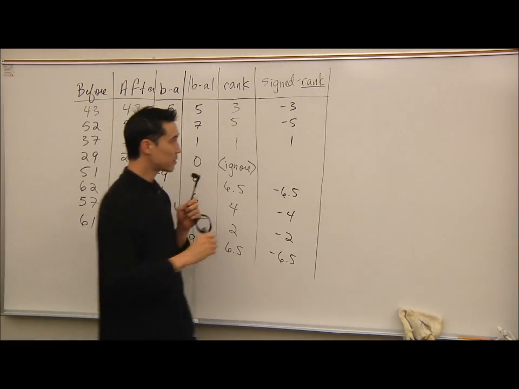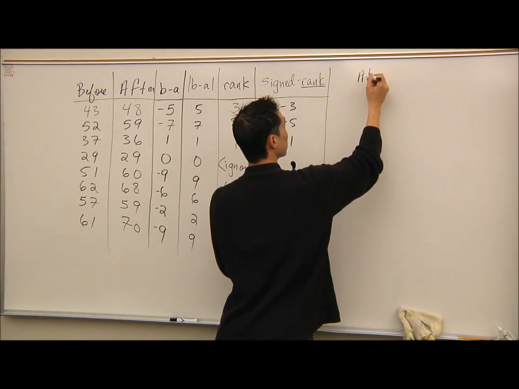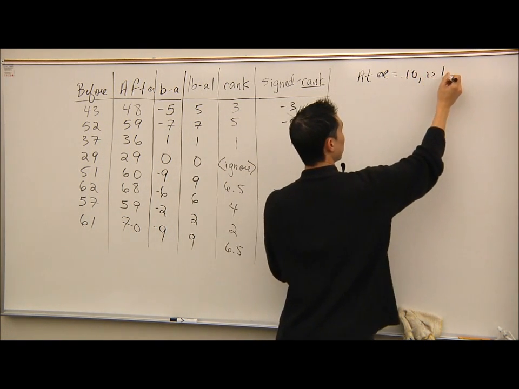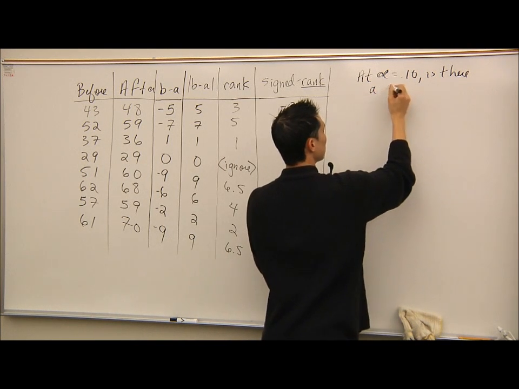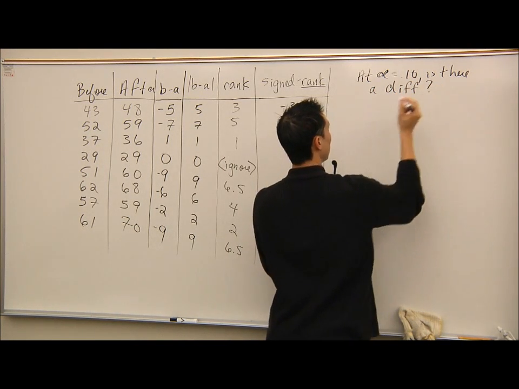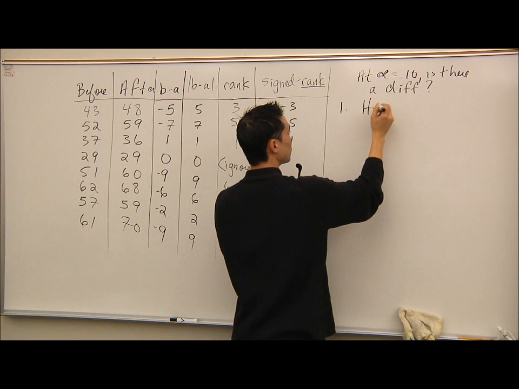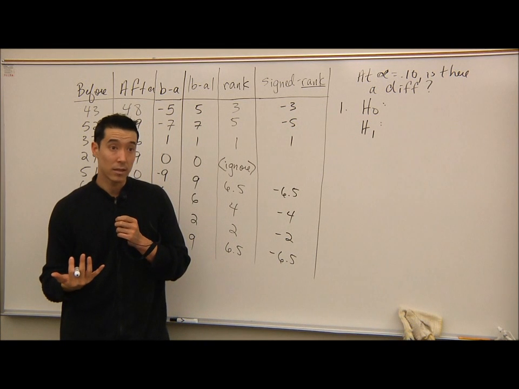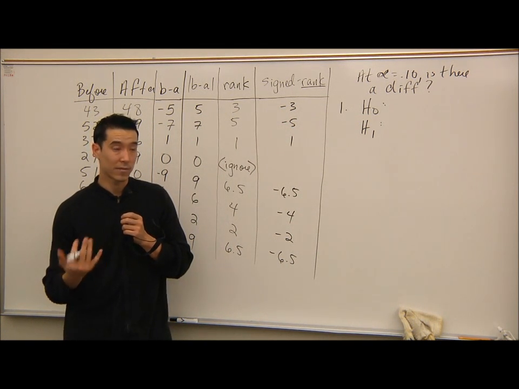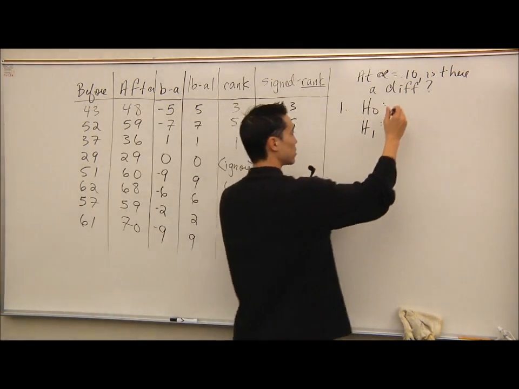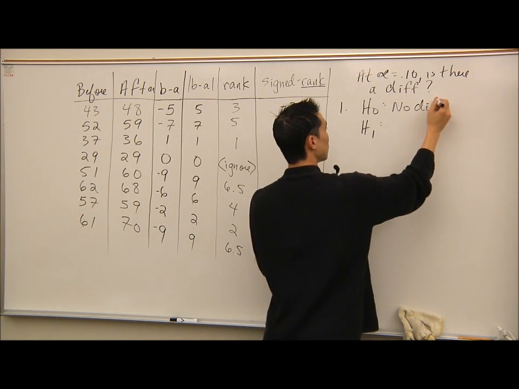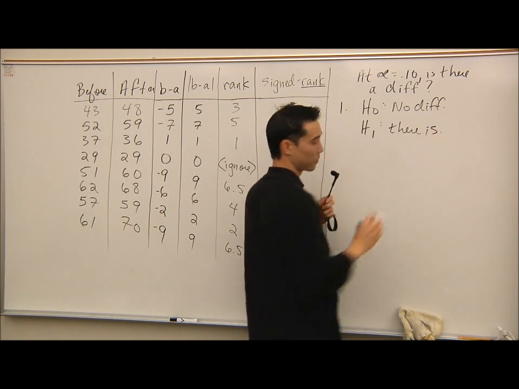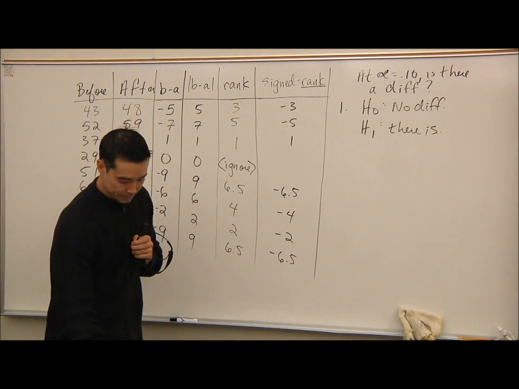Okay? So let's do the test. The question was that alpha equals 0.10. Is there a difference? Okay, so step 1, H0 and H1. Our assumption is that there is no difference between before and after scores. If there is, we're going to put that into H1. So our assumption is no difference. There is. Okay, and that's the end of H0 and H1.